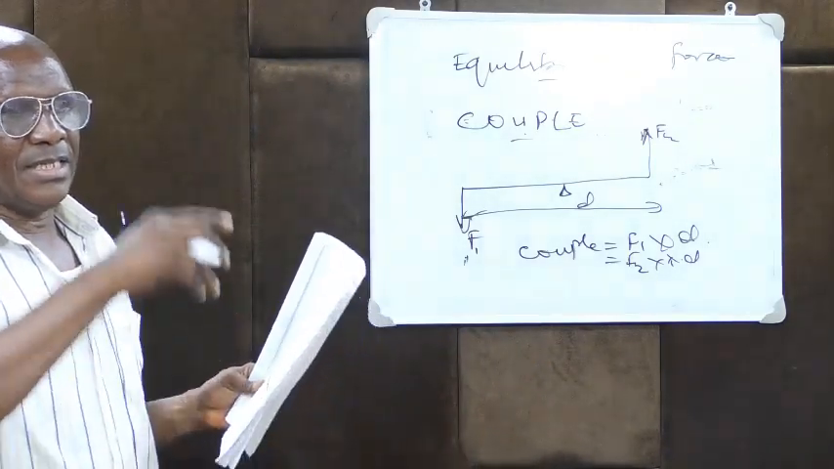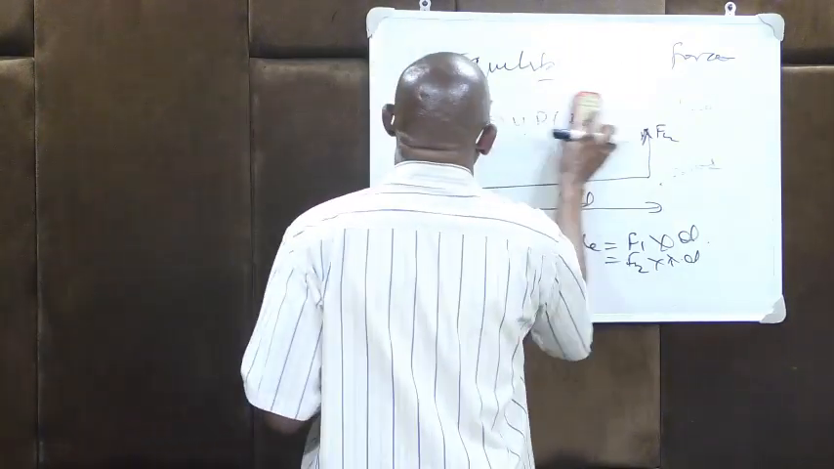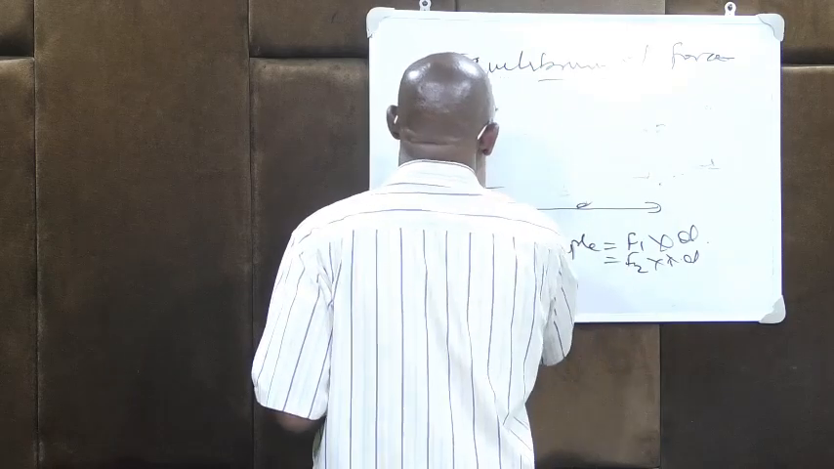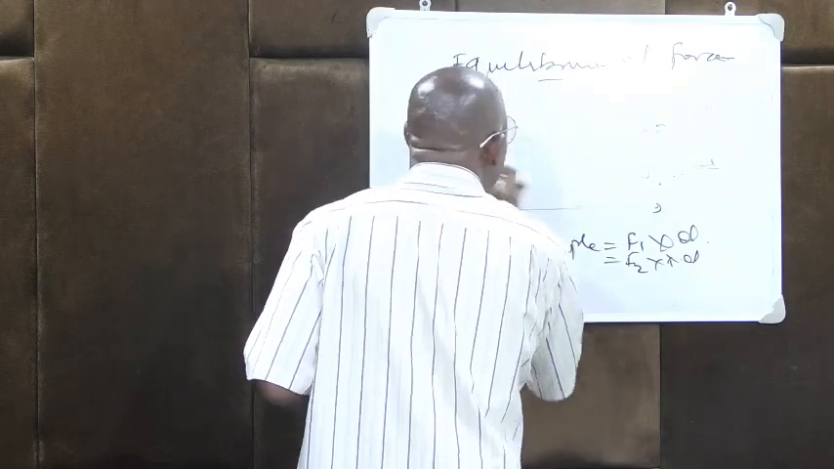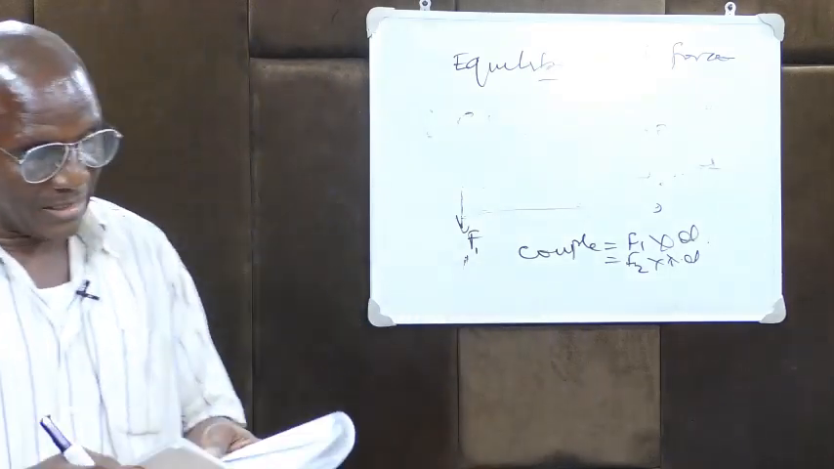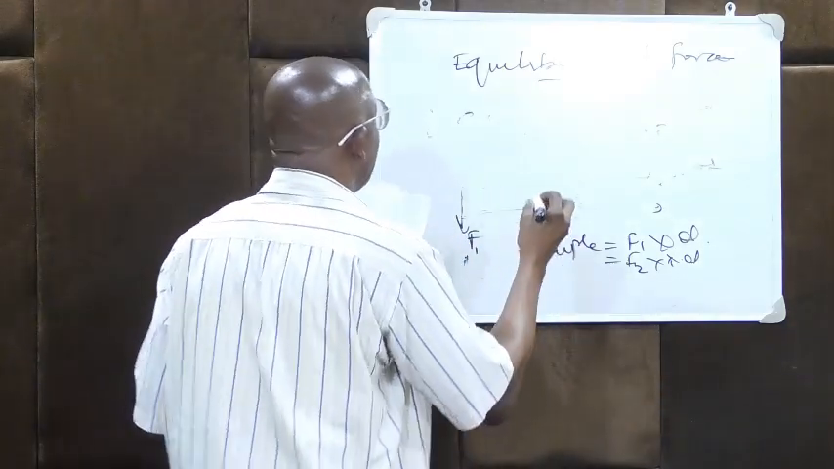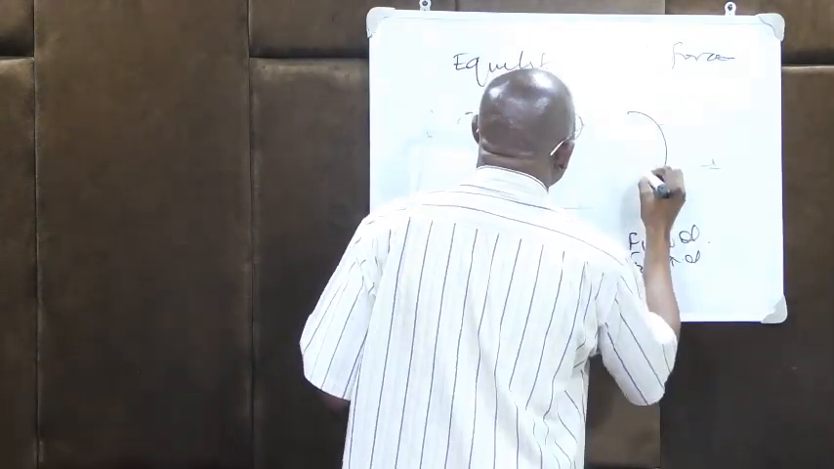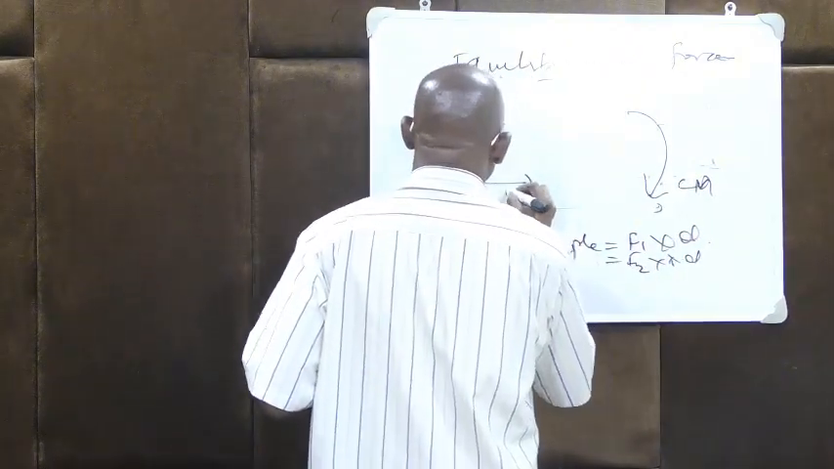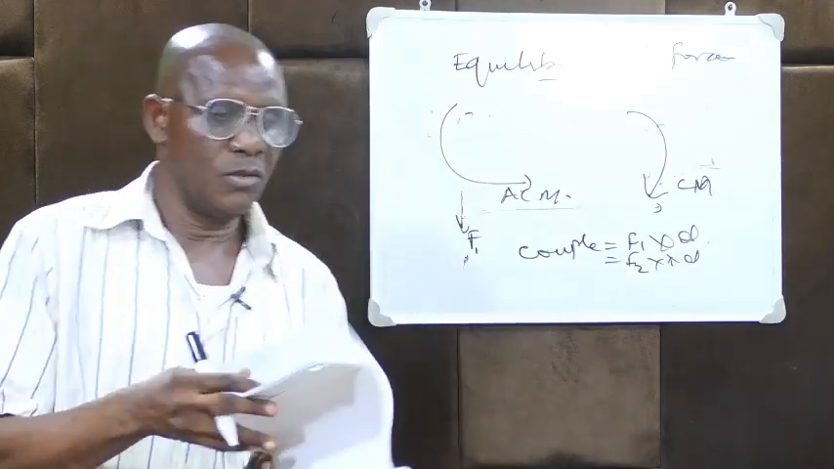Clockwise moment is equal to the anti-clockwise moment about the same point. What do we mean by clockwise moment? When the moment goes in the same direction as the hand of a clock, that is clockwise moment. But when it is opposite, it is anti-clockwise. So look at this one now. This is like this, a clockwise moment. When it is like this, it is an anti-clockwise moment. So take note of that.